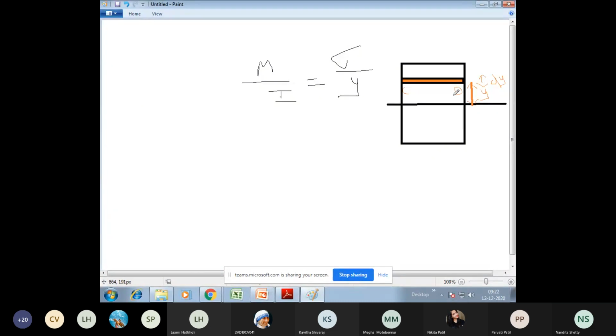Now, from the previous concept, can I write what bending stress is actually acting on the layer CD? Can anyone tell me? With this equation which you have now, what is the bending stress sigma CD at CD from this formula?